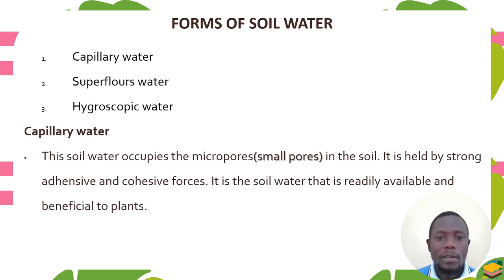Okay, so let's now look at forms of soil water. Normally we've got three forms of soil water. The first one is capillary water, then we've got superfluous water, then we've got hygroscopic water. We're going to look at each of these forms in detail. Let's start by looking at capillary water. This soil water occupies micropores, the very small pores which are found in the soil.